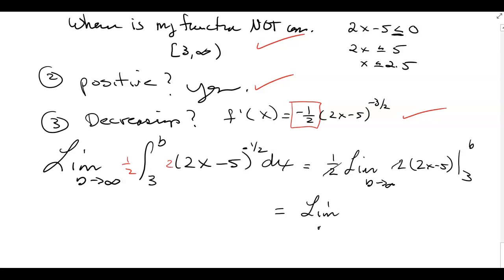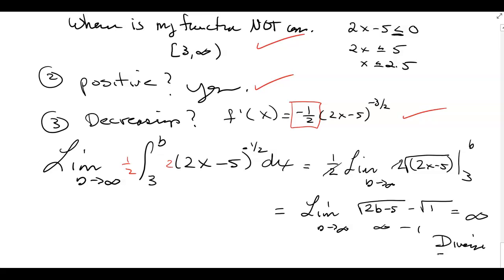So I have the limit as b goes to infinity of the radical of 2b minus 5, minus the radical of 1, right? So when you plug in infinity, you're basically getting infinity minus 1, which is infinity, so it diverges.